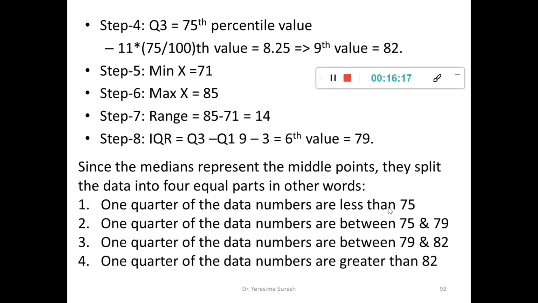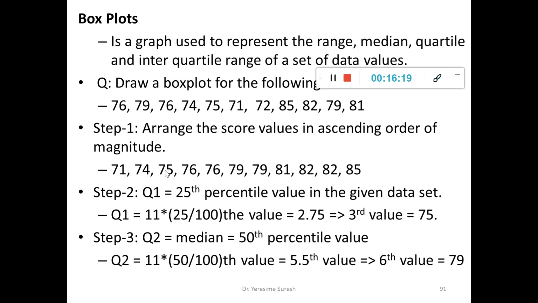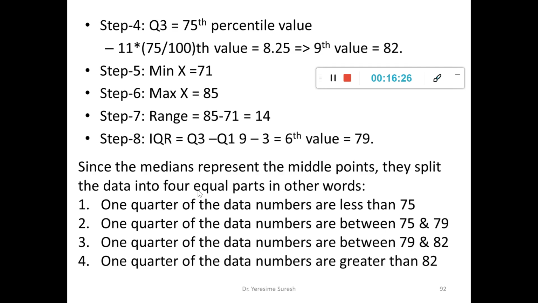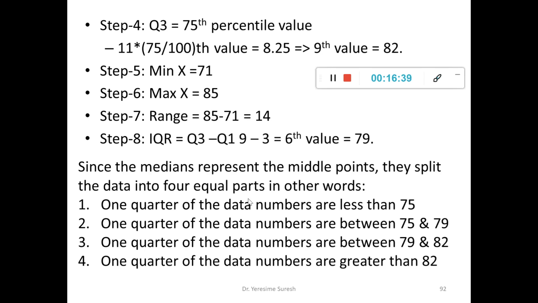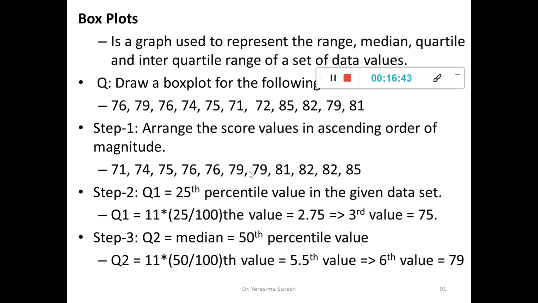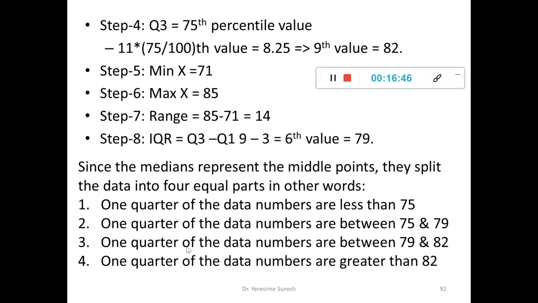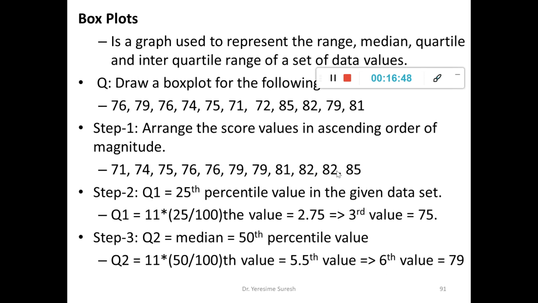1/4 of the data numbers are less than 75. Yes, 1/4 is less than 75 because Q1, the 25th percentile, is 75. 1/4 of the data numbers are between 75 and 79. Below 75 I have 2 numbers, between 75 and 79 I have 2 numbers. Similarly, 1/4 of the data numbers are between 79 and 82. Yes, between 79 and 82 I have a number. And 1/4 of the data numbers are greater than 82.